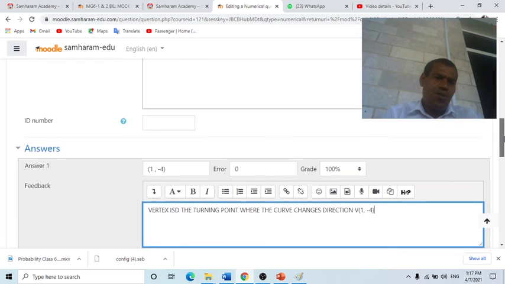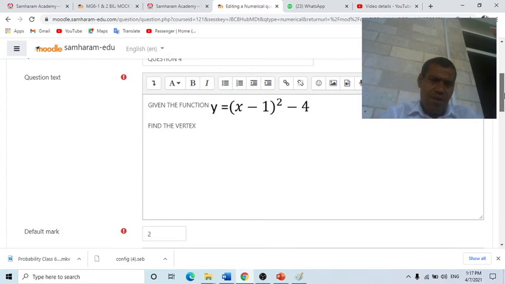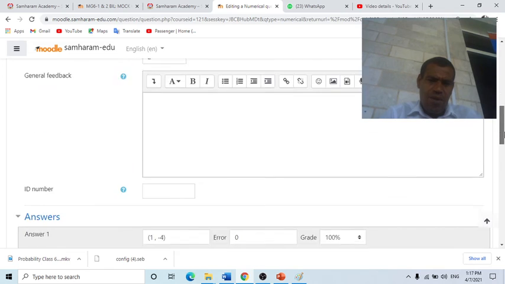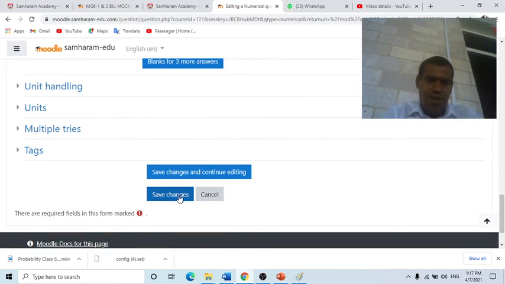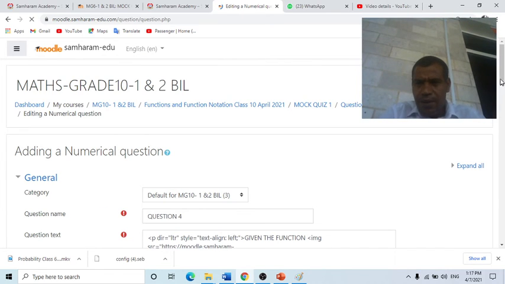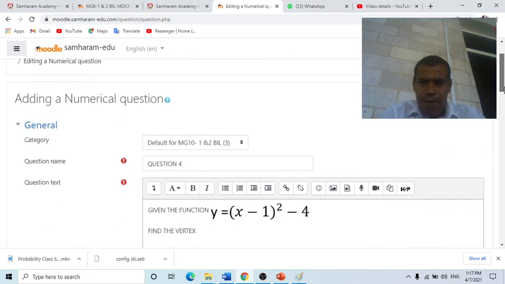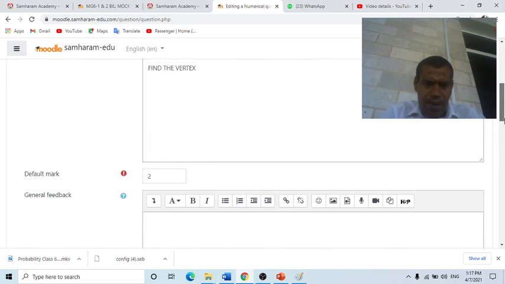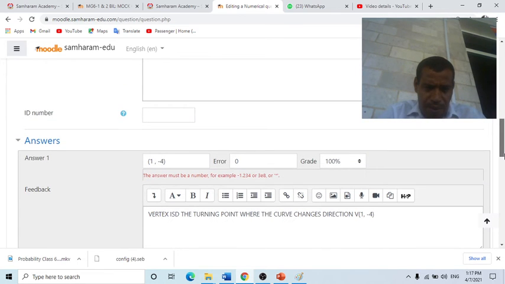Answer 1 and answer 2. We have answers. So we have only one question. Okay? Question 4. So I will move now to save changes. Then I will count how many. Save changes. What happened here? 2 marks. The answer must be, for example, 1 point negative.